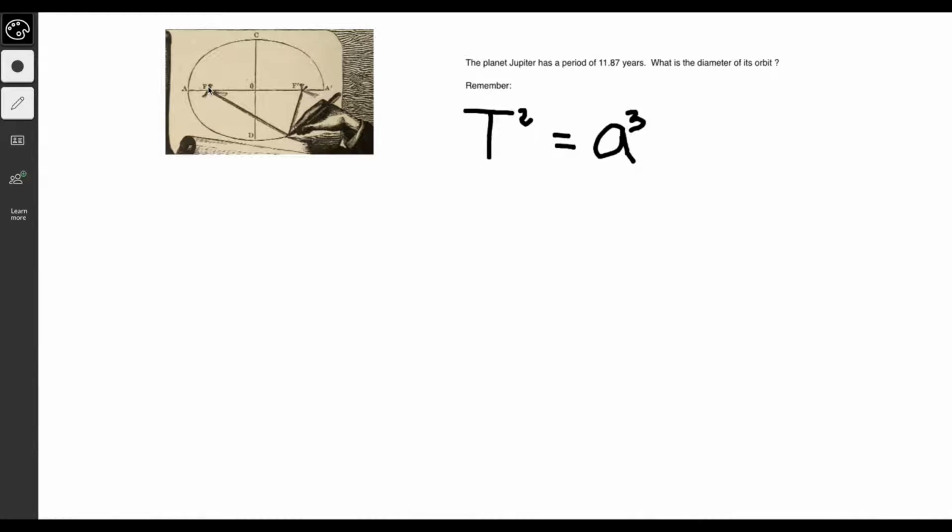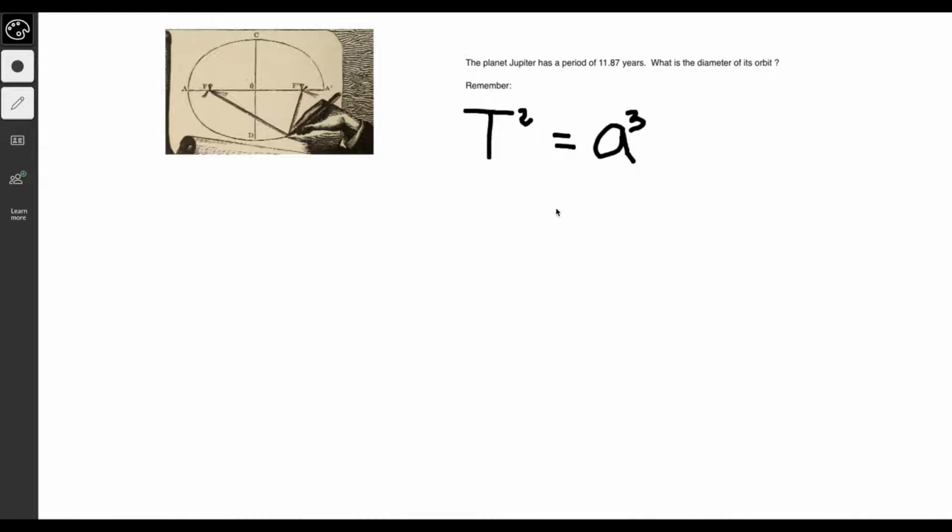Now, we went through Kepler's third law and said T is the period going around the ellipse, and that's squared and is equal to the cube of the semi-major axis, which is this. Now, we're going to actually apply this law. If Jupiter has a period of 11.87 years, what's the diameter of its orbit?